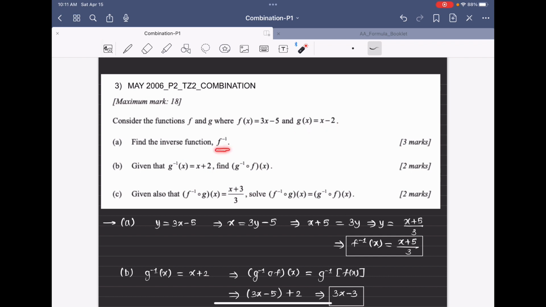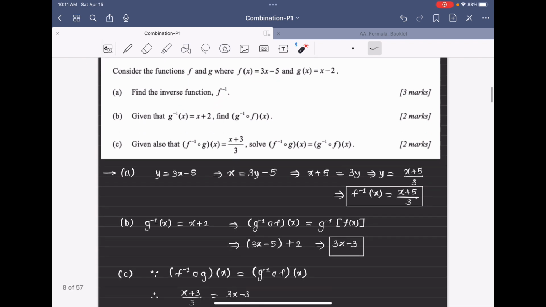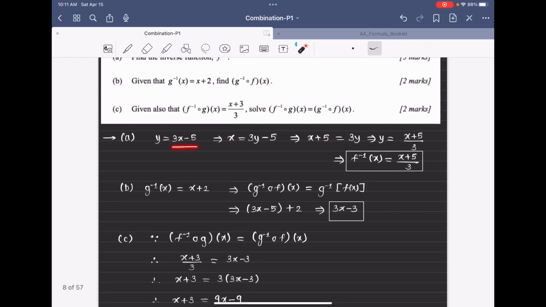Find the inverse function of f of x, 3x minus 5. So I'm starting with y is equal to 3x minus 5. There are two methods. Either you replace x by y and y by x in the beginning or at the end. I'm replacing in the beginning. So wherever y is there, I'm writing x. Wherever x is there, I'm writing y. So this function becomes: y is now my x, 3x now becomes 3y, and minus 5 as it is.